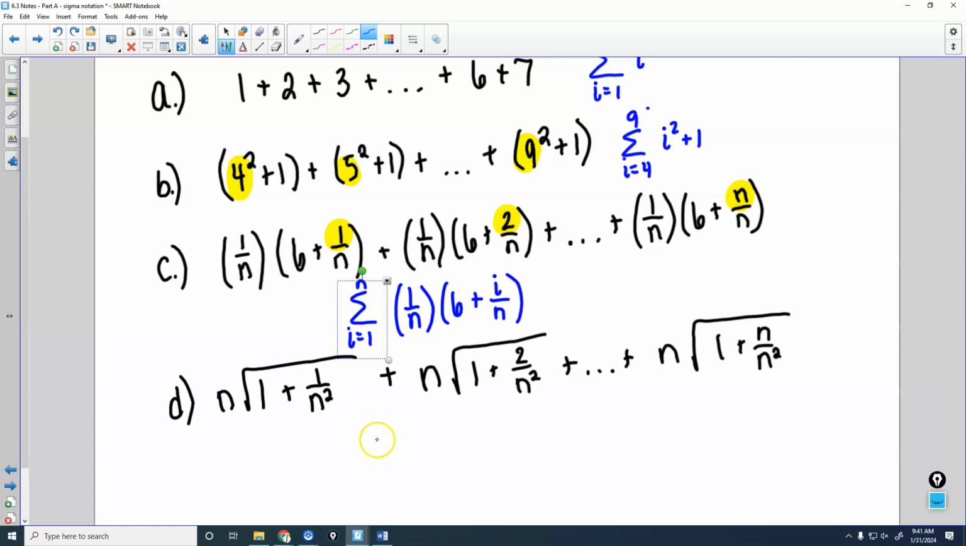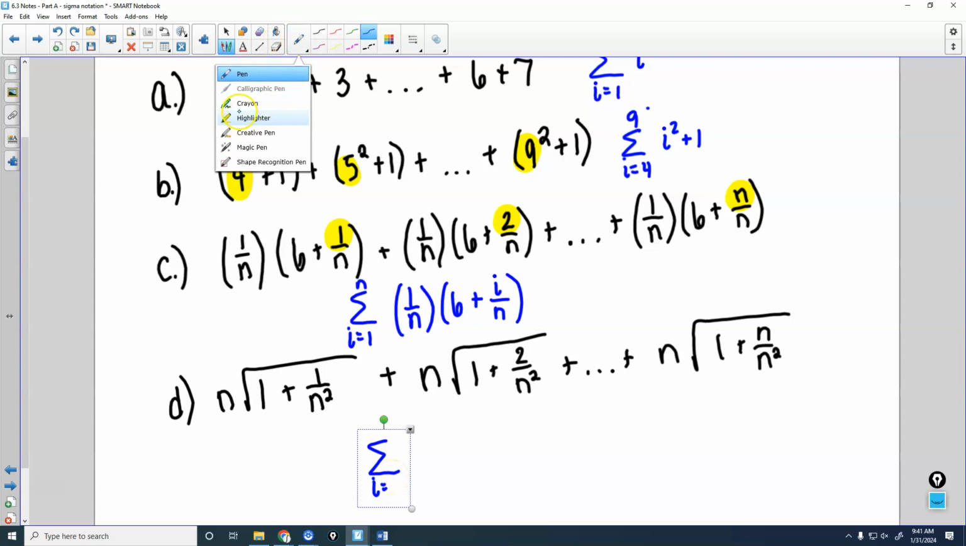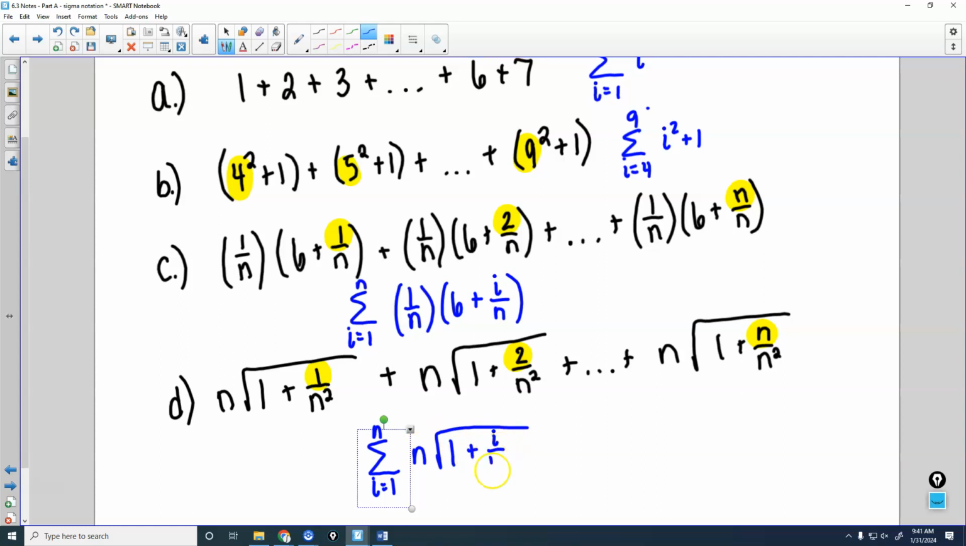Okay. What about this last one? Very similar. That numerator right there is changing, right? So we would just have from 1 to n, we'd have n times the square root of 1 plus i over n squared. Okay.